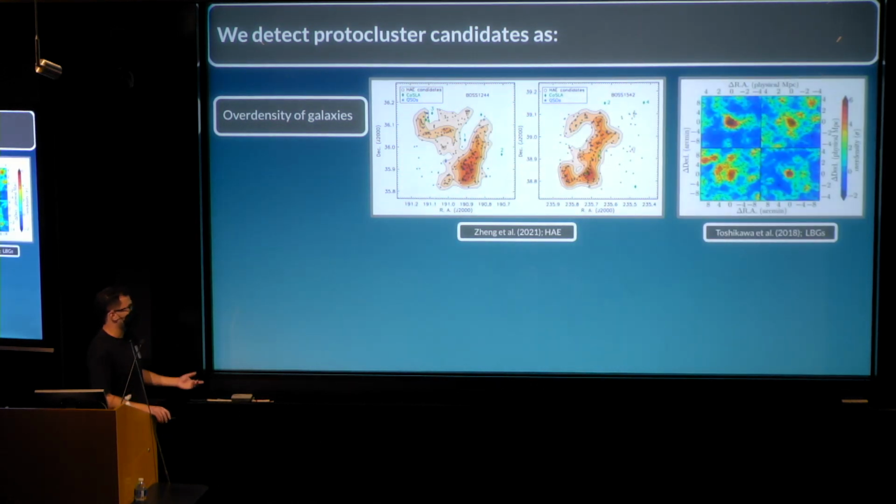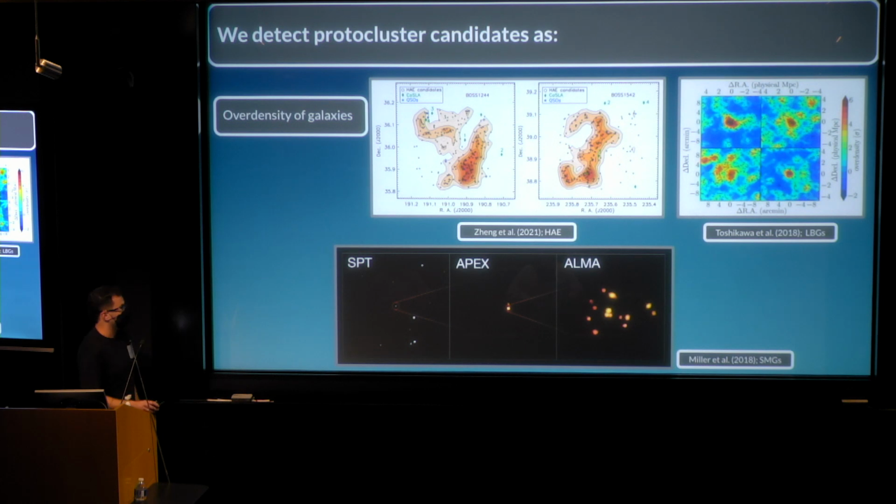Another galaxy population that is easy to select at high redshift are the Lyman break galaxies. We basically need 3 broadbands in the optical, and by tracing the Lyman break, we can select galaxies at a certain redshift.